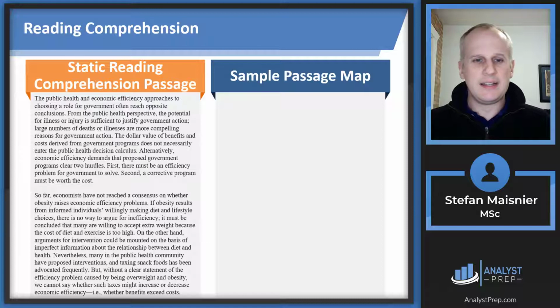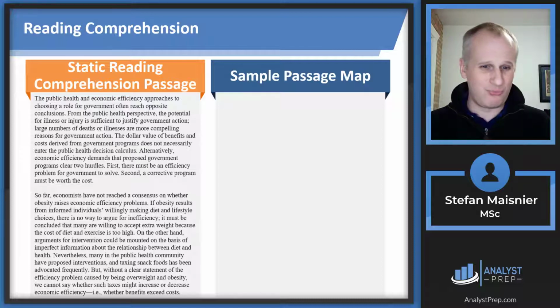So beginning up top, the public health and economic efficiency approaches to choosing a role for government often reach opposite conclusions. From the public health perspective, the potential for illness or injury is sufficient to justify government action. Large numbers of deaths or illnesses are more compelling reasons for government action. The dollar values of benefits and costs derived from government programs does not necessarily enter the public health decision calculus.